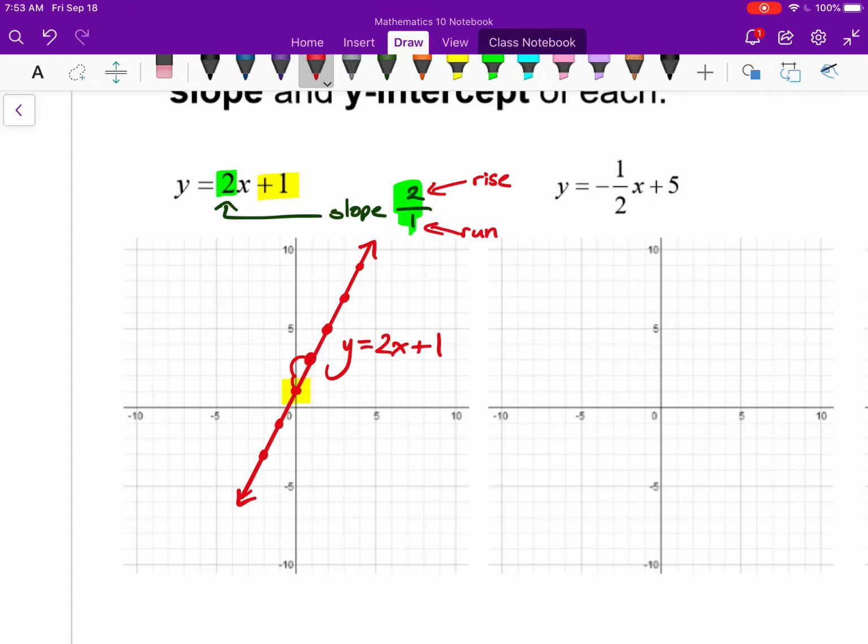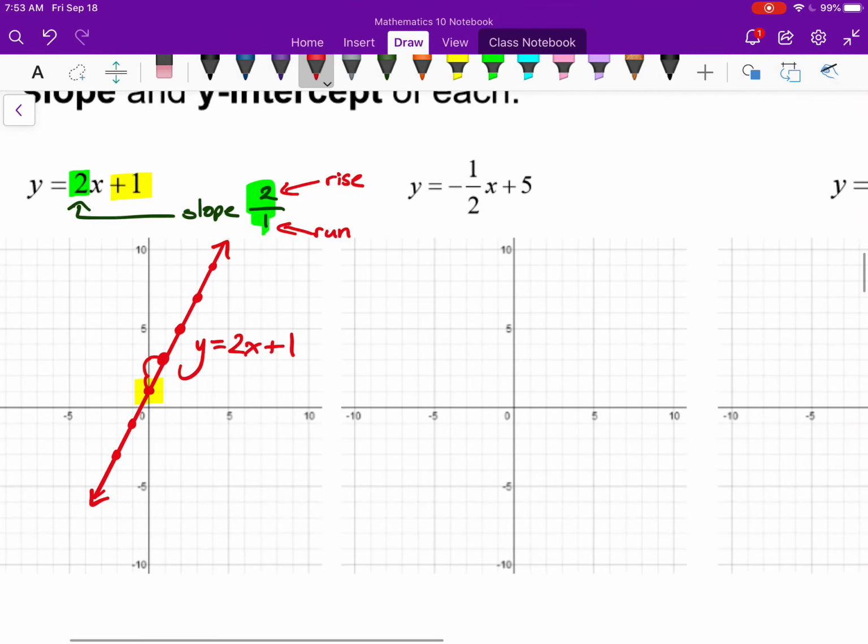And if I can see the slope and the y-intercept, I should be able to visualize it quite quickly. All right, so for the next one, y equals negative 1/2 x plus 5. And in fact, what I'd recommend is, before I go on, trying a few of these in your booklet before I do too much, if you can.